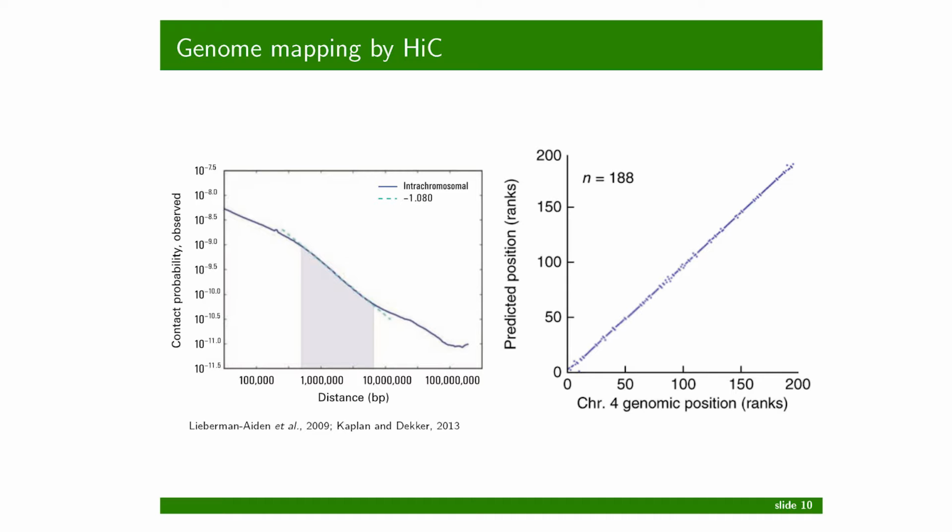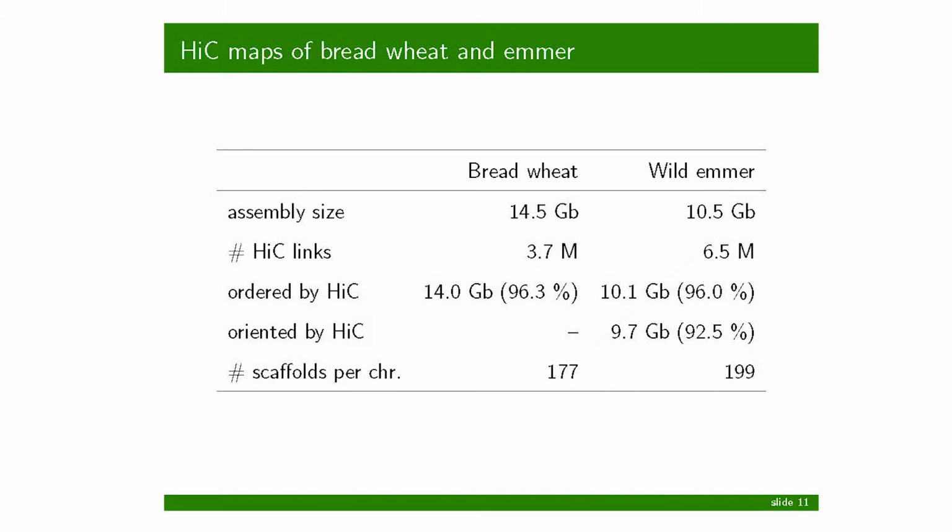So we also made Hi-C libraries both for bread wheat and for emmer, and used this to order and anchor the scaffolds of both assemblies. We get several million Hi-C links, and these are links between scaffolds that are really informative to make the map. By the Hi-C mapping procedure, we could anchor over 96% of the assembly in both cases. Anchored or ordered means that we have a fully resolved linear order along the chromosome.